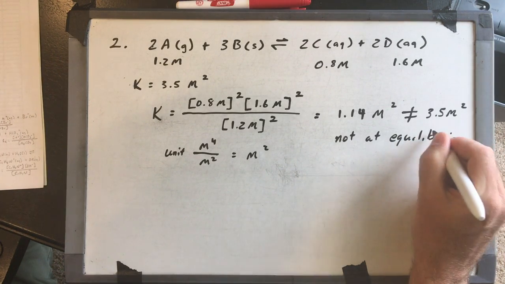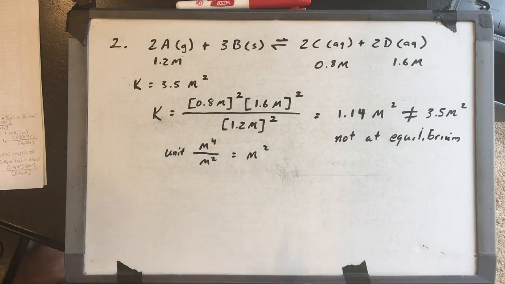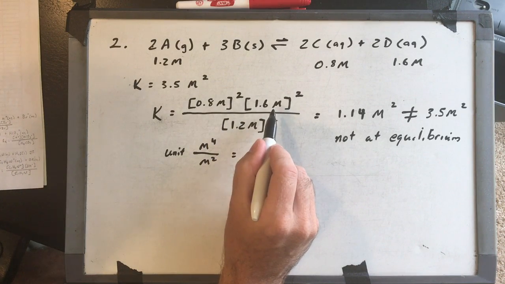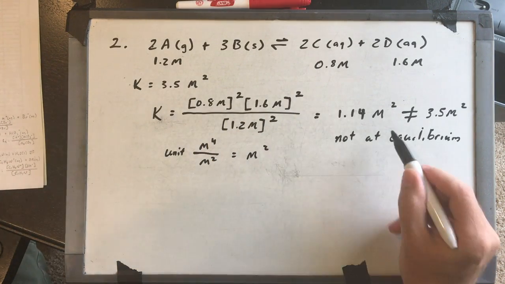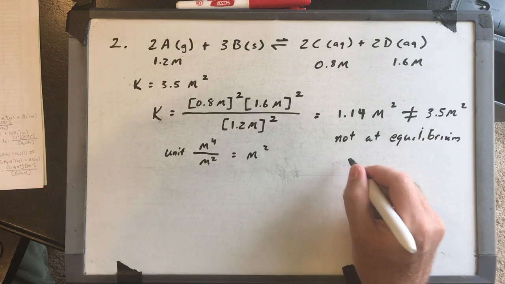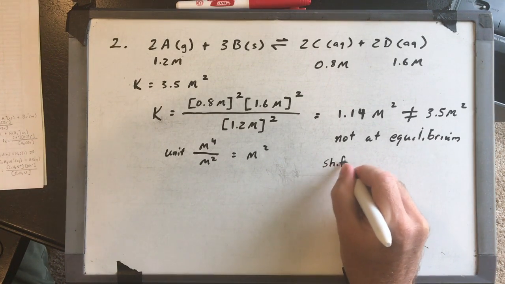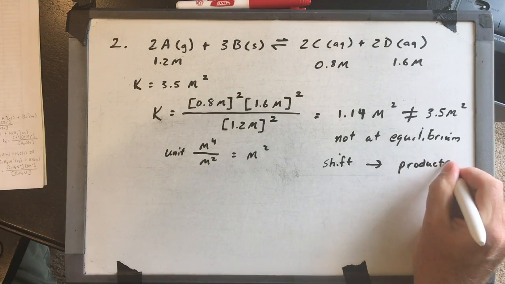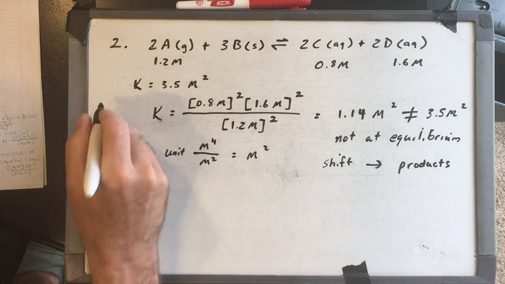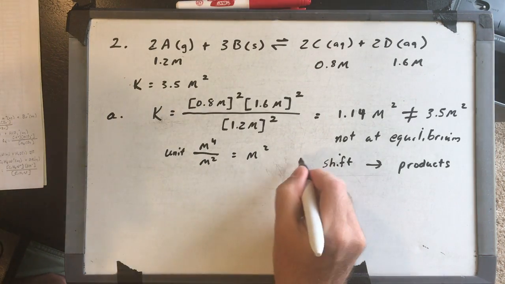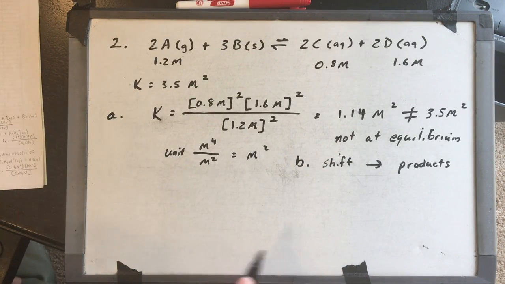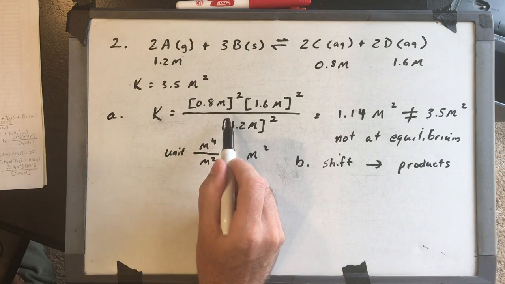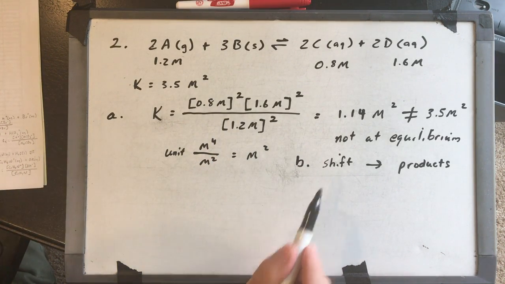We need the equilibrium constant to get bigger. We need the numerator to increase. That means the products need to increase in concentration so that we can get bigger up to 3.5. So the reaction must shift right or towards the products. All right, so this is part A for that one, and part B is which way should it shift. Each part is worth 4 points, A and B. I could give you partial credit for A, but I couldn't give you any partial credit for B if you missed that.